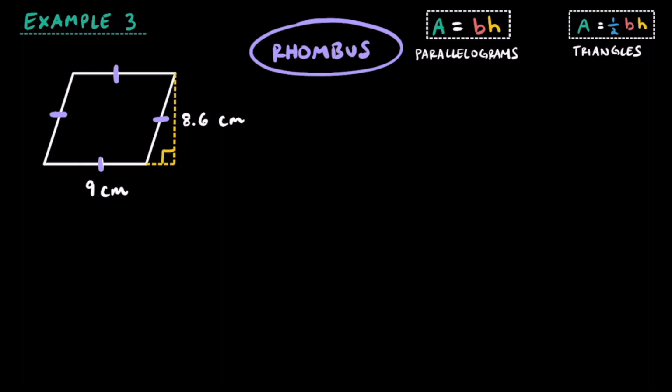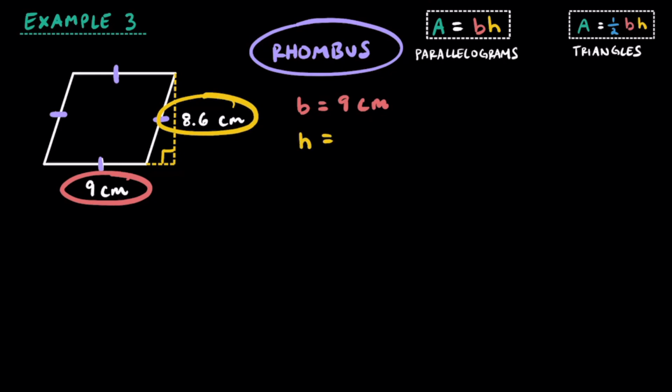Looking at the information we're given here, this 9 centimeters across the bottom means the base is going to be equal to 9 centimeters. And looking at this 8.6 centimeters, that's going to be the height. So we can say the height is equal to 8.6 centimeters. Now, since we're given a base and a height, we can solve for the area. Let's start by writing our formula. We have area is equal to base times height, and let's make some substitutions in.